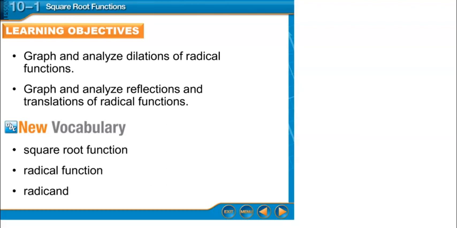Alright, this is Notes 10-1. This is a new unit. We're starting to work with square roots. We're going to start with the graphs. When we work with this, I want you to think about the fact that we've talked about vertex form of a parabola, of a quadratic equation, because quadratics are parabolas.